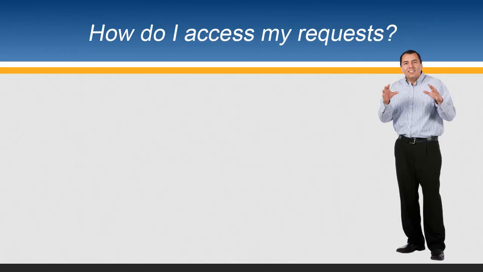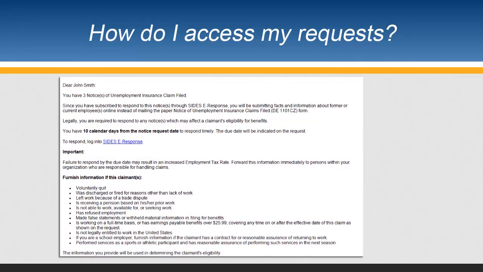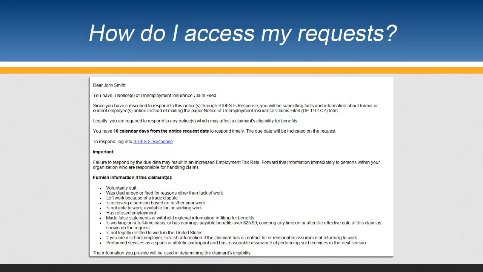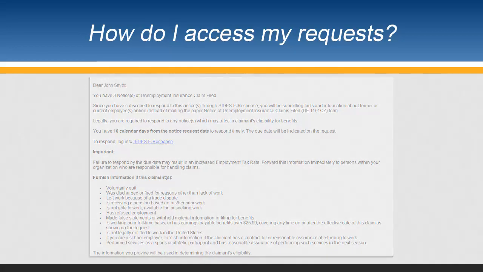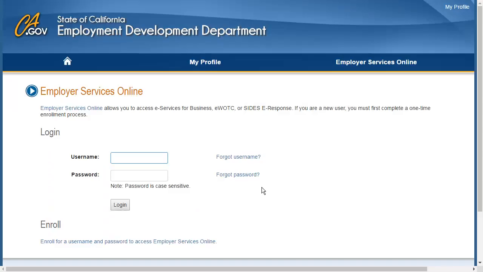How do I access my requests? Select the SIDE's e-response link in the email sent to you by the EDD. SIDE's will send only one email a day, regardless of the number of claims sent to you that day. All the claims can be reached from that link. Tip: add this email to your address book to prevent requests from going into your junk and/or spam folder.